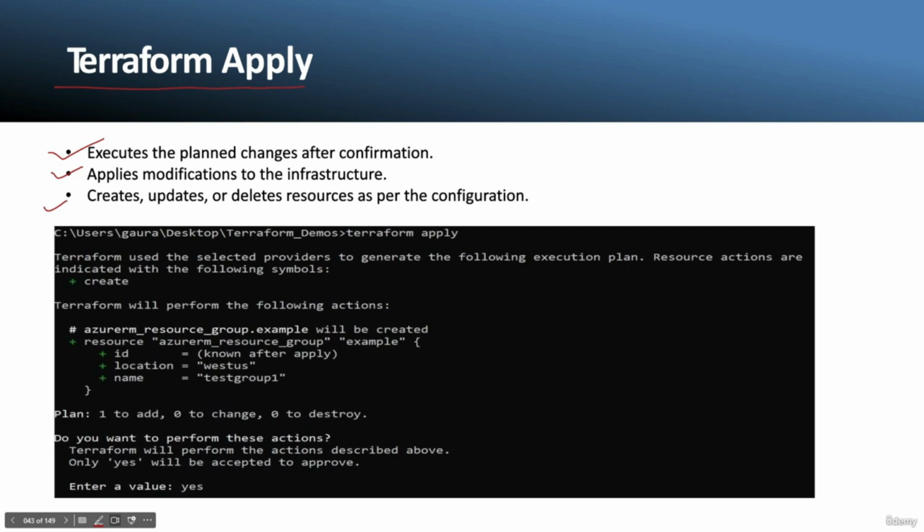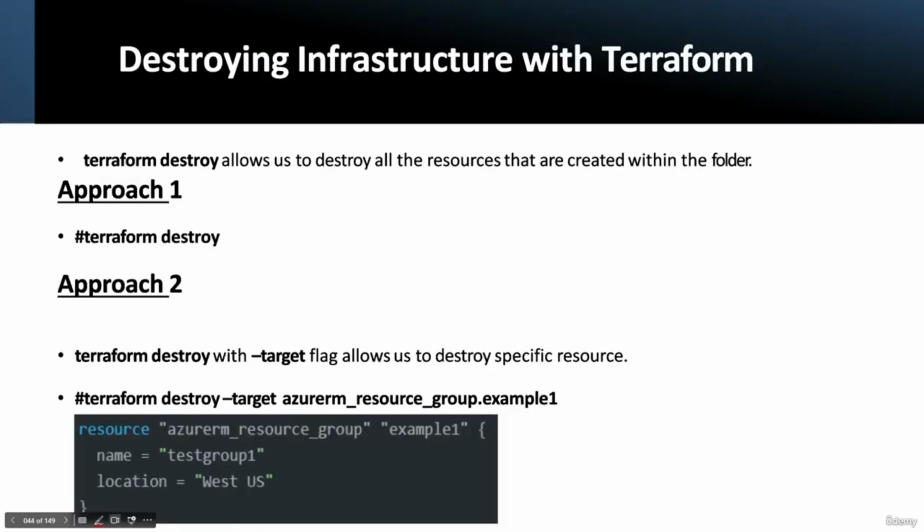The next command is Terraform apply. Terraform apply is basically responsible for what? To create the infrastructure. When we run the command Terraform apply, it will ask for confirmation, and after the confirmation, it will create the infra. The functionality of Terraform plan and apply is the same. The only difference is Terraform plan is a dry run and Terraform apply is responsible for creating the infrastructure in the target place.